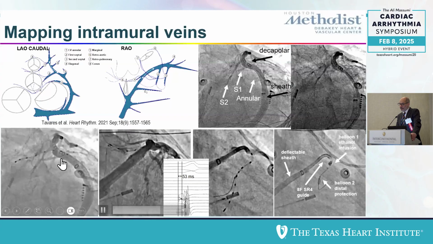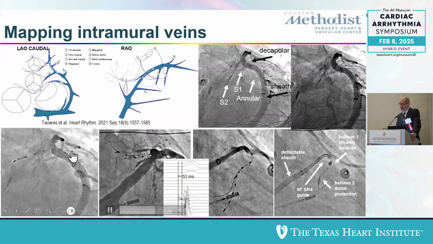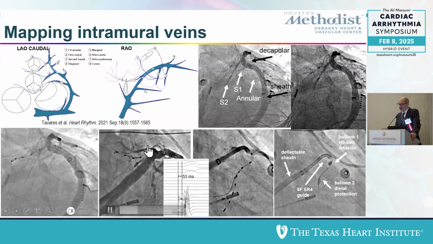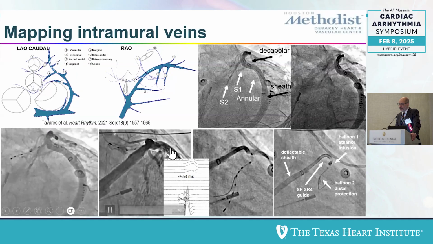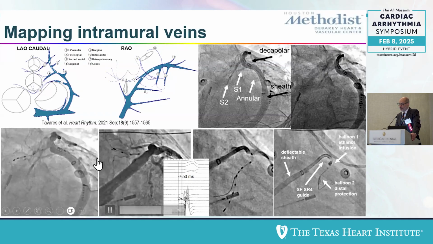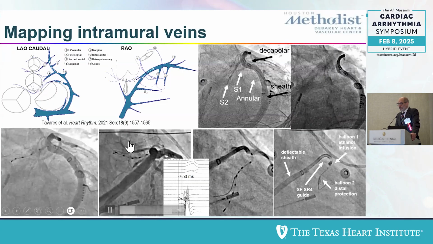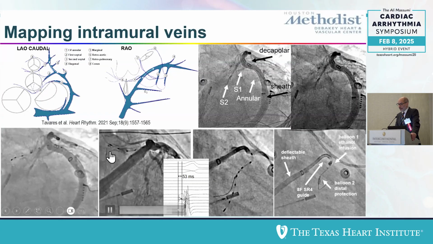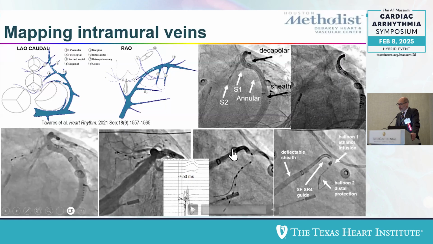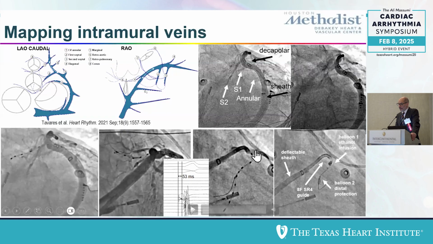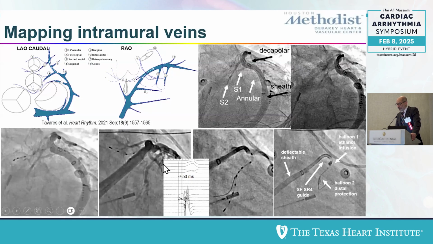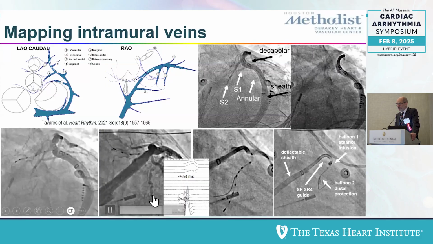In RAO, these are simultaneous venograms. You can see how in RAO, most of this vein is foreshortened, and it actually seems to go in backwards to the atrial area. So this vein did not have very good signals, so we moved on to map more distal veins. Here we're mapping the first septal vein, a little bit more distal, so this big septal vein.